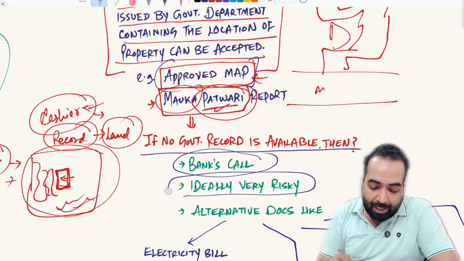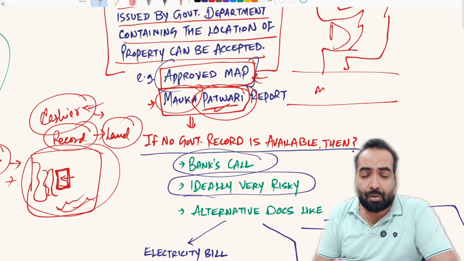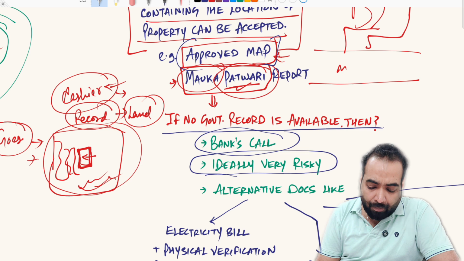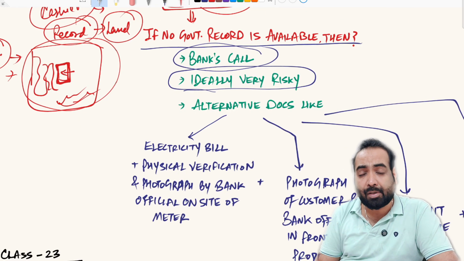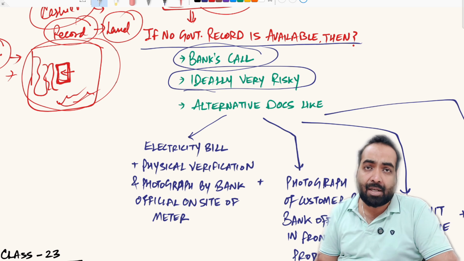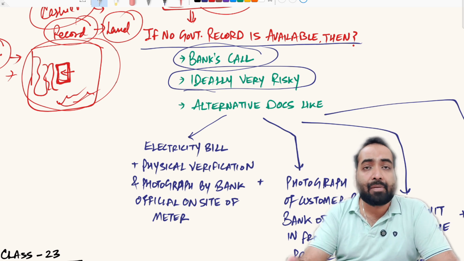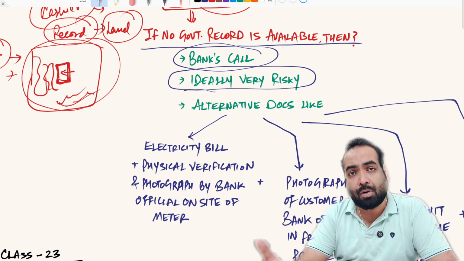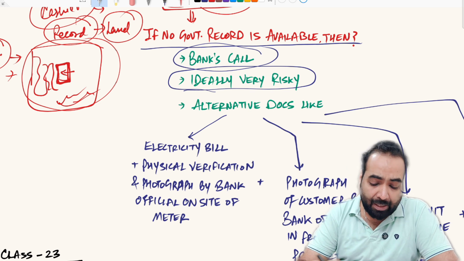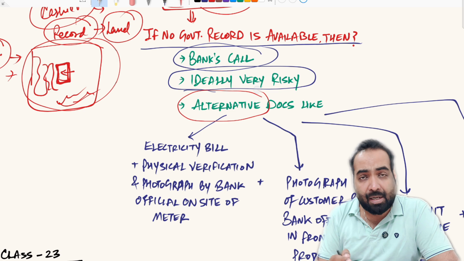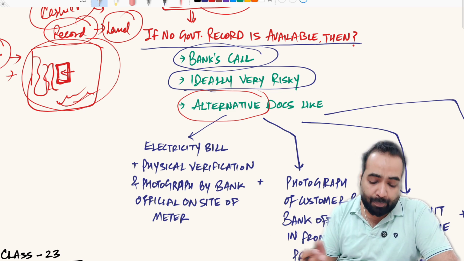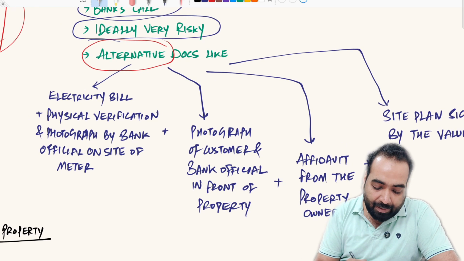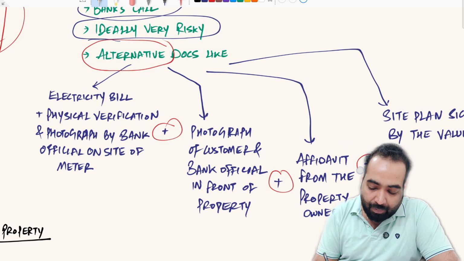This is a very risky thing. Ideally, we should avoid taking such risks. But if we still want to mortgage such property which does not have a proper address in the title deed, which cannot be identified, and where no government document is available, then I have a few suggestions for alternative things that are done by the banks to secure themselves as much as possible. All of these things are done combined, jointly.